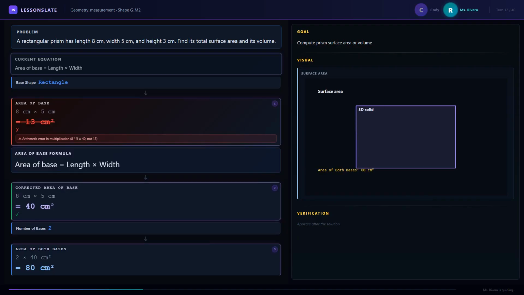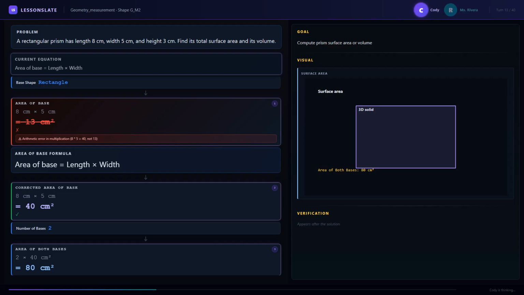Excellent, Cody. You're absolutely right. A rectangular prism has 2 identical bases, the top and the bottom. So we'll need to account for both of those 40 square centimeter areas. Multiplying by 2 for the bases is perfect for the surface area. You're also right that we still have the 4 side faces to consider. What are the dimensions of those 4 rectangular side faces? Remember, they'll use the height of the prism.